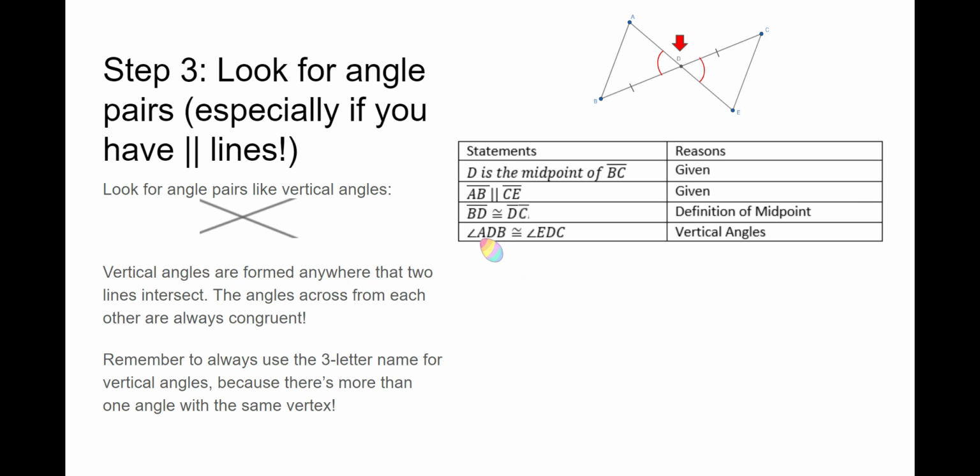Remember that when you're naming vertical angles, you need the three-letter name. Both of these angles have D as the vertex, so you don't know what angle you're talking about if you just say angle D. There's no such thing as just angle D in this picture because there are too many angles that could be described as angle D. You have to use the full three-letter name. So ADB, where D is the middle letter, and EDC, where D is the middle letter.